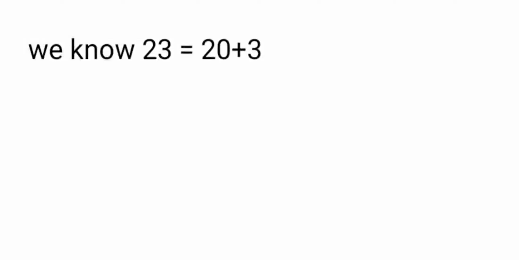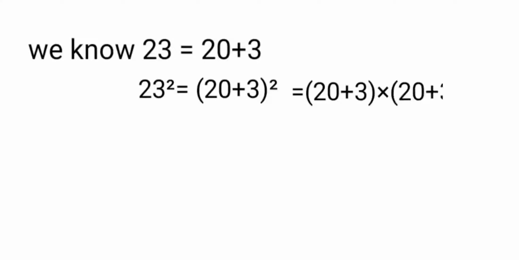So we know 23 equals 20 plus 3. When we expand, it is easy to simplify. So 23 square is the square of 20 plus 3. So the square of 20 plus 3 is (20 plus 3) into (20 plus 3). As you know, a square equals a into a. So here there are two terms, 20 plus 3 and 20 plus 3, two expressions.